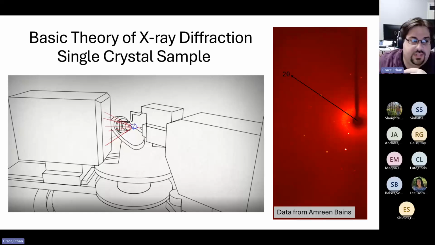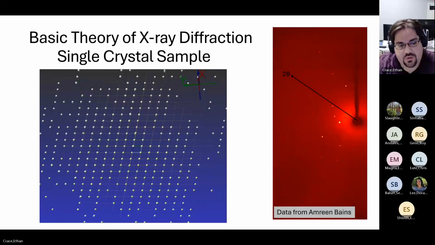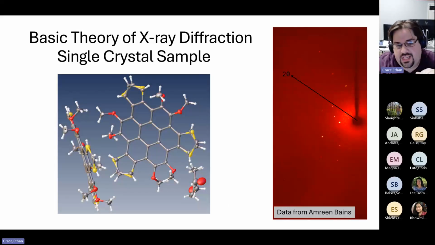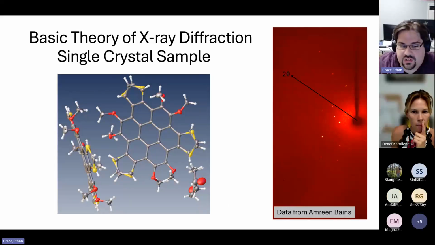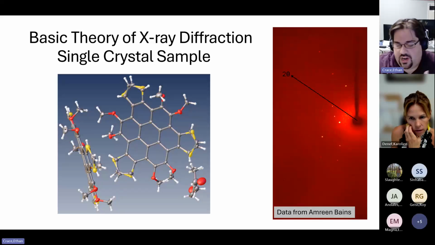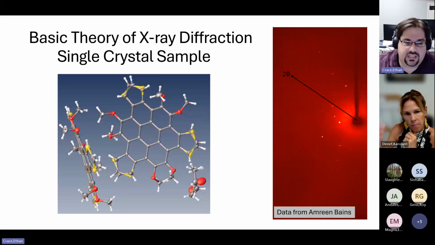And the beautiful thing about the experiment is we can then take all of that information. We can arrange all those spots, and we get information about all the distances in our crystal. And then we can convert that into an electron density map, and we can figure out where all of the atoms are in our material. So if we have a compound, we don't know what it's made of, we can figure out what it's made of using this technique.